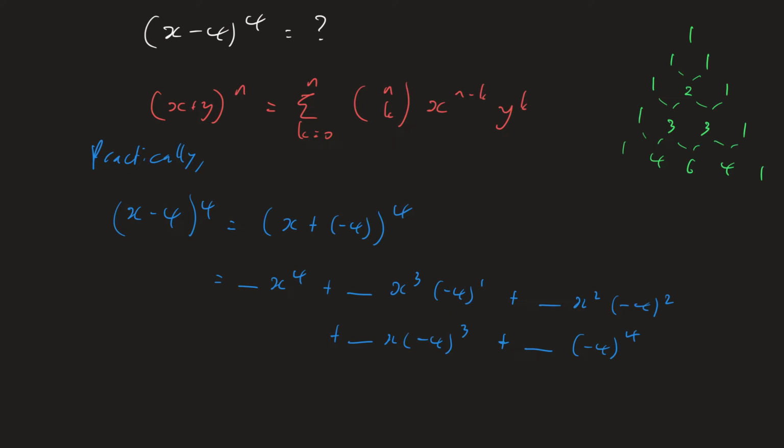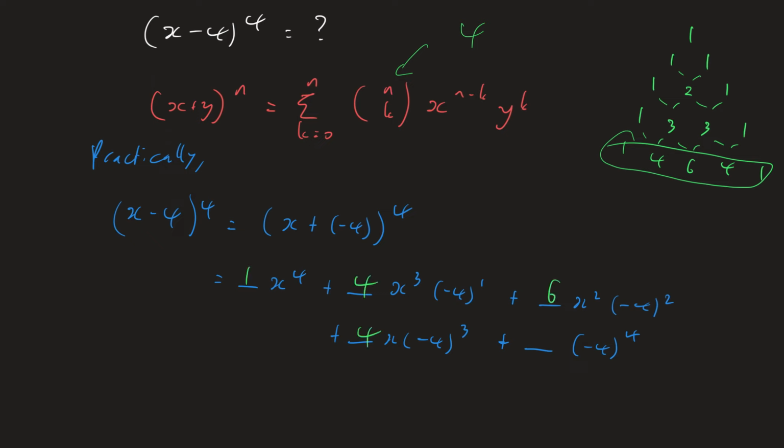And since we have n being the number 4, it's this row that we want, that tells us what the coefficients are. Precisely, reading from left to right, 1, 4, 6, 4, 1. To finish our calculation, we just have to evaluate these powers and multiply them by the coefficients. So we get x to the power of 4, negative 4 to the power of 1 is negative 4, times 4 gives us negative 16 x cubed.